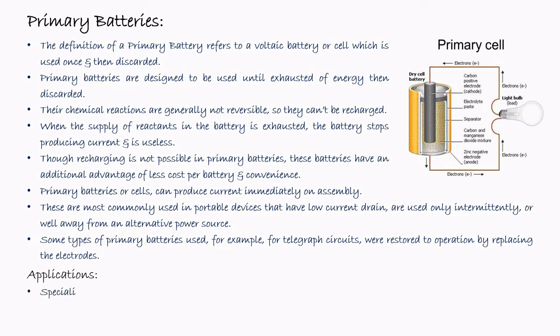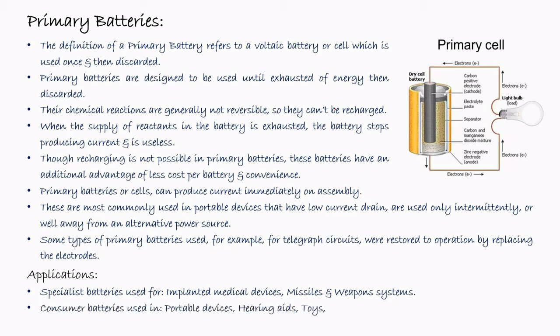Application of the primary battery. Specialist batteries are used for implanted medical devices, missiles, weapon systems, etc. And consumer batteries are basically used in portable devices, hearing aids, toys, radios, watches, clocks, flashlights, etc. Here a figure of a primary cell is shown. This is a dry cell battery, and all the components, the electrodes, anode and cathode, are shown in this figure.